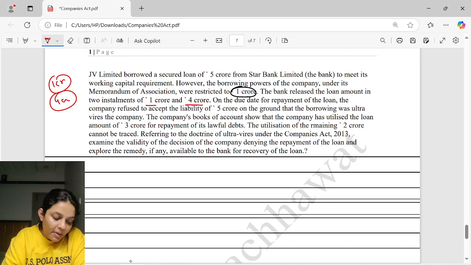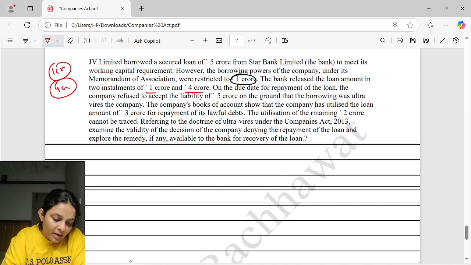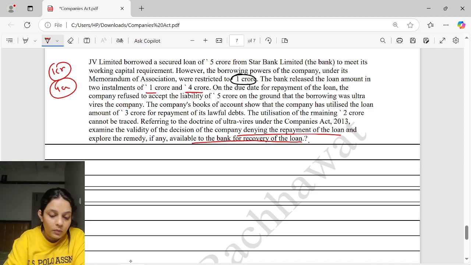On the due date for repayment, the company refused to accept the liability on the ground that the borrowing was ultra vires. The company's books of accounts show that the company has utilized the loan amount of 3 crores for repayment of its lawful debts. The utilization of the remaining 2 crores cannot be traced. Referring to this, examine the validity of the company denying the repayment of the loan and explain the remedy, if any, available to the bank for the recovery of the loan.